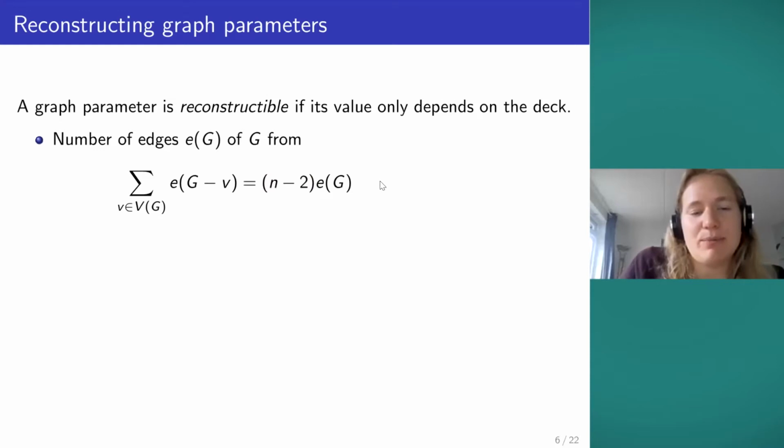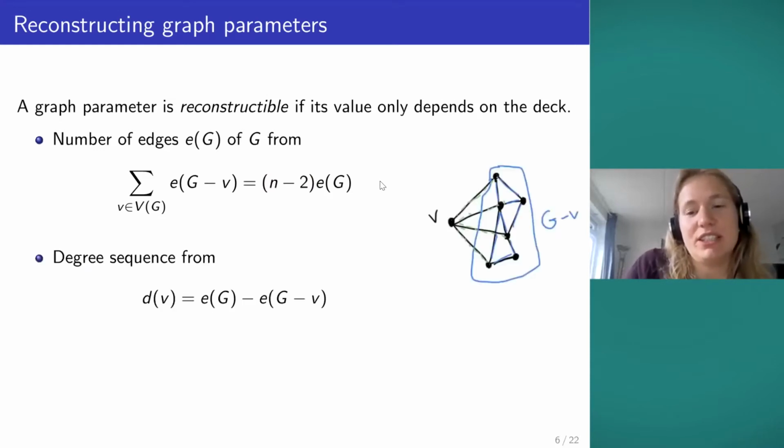And now that we have the number of edges, we can also start trying to get things like the degree sequence. I've got a little picture here. We have a graph G and we take any vertex v away from it, then we have this blue graph remaining. And which are the edges that are not present? Well, those are exactly the edges that were incident with the vertex v.